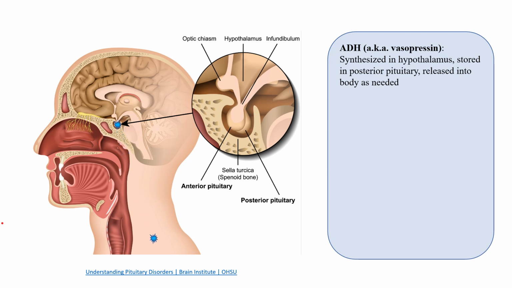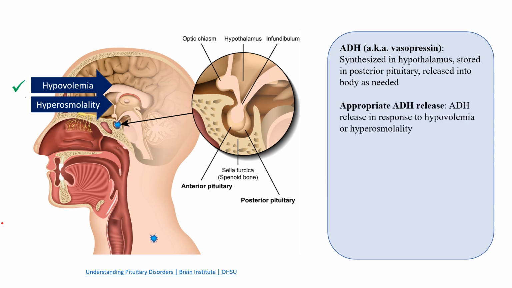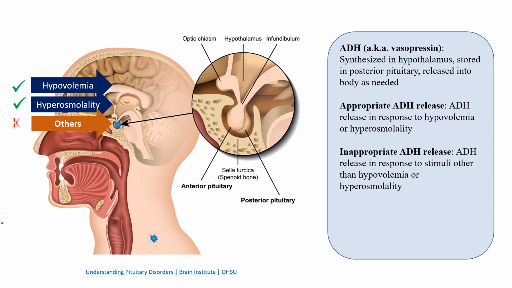ADH release may be stimulated by hypovolemia or hyperosmolality. Traditionally, hypovolemia and hyperosmolality-induced ADH release are considered appropriate ADH. ADH release may be stimulated by many other stimuli. When ADH release is stimulated by stimuli other than hypovolemia or hyperosmolality, it is referred to as inappropriate ADH.